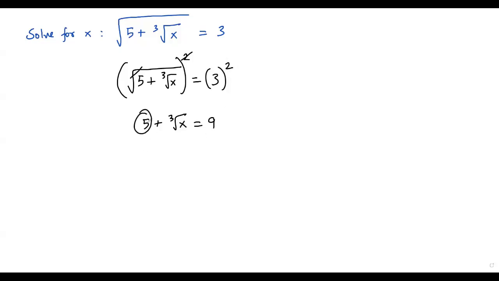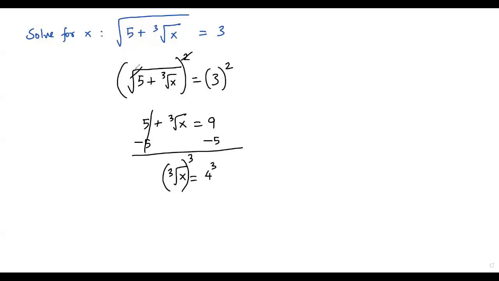Okay, now let's get rid of this positive 5 over here. For that, I subtract 5 from both sides. When I subtract 5 from both sides, this positive and negative 5 will cancel out. Cube root of x equals, when I subtract 5 from 9, I'm getting 4. Okay, so my aim is to get the value of x, so I have to get rid of this cube root. To get rid of this cube root, I have to raise both sides to the power of 3.